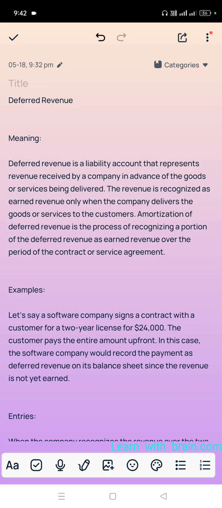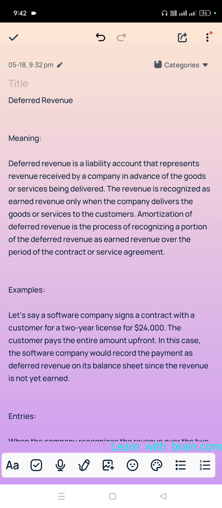I hope you understand. The customer pays the entire amount upfront. In this case, the software company would record the payment as deferred revenue on its balance sheet since the revenue is not yet earned. So, $24,000 received, services not rendered yet. So that's why we record it as a liability. Why do we need to record deferred revenue? Because it's more than 1 year. So that's why it's deferred revenue.